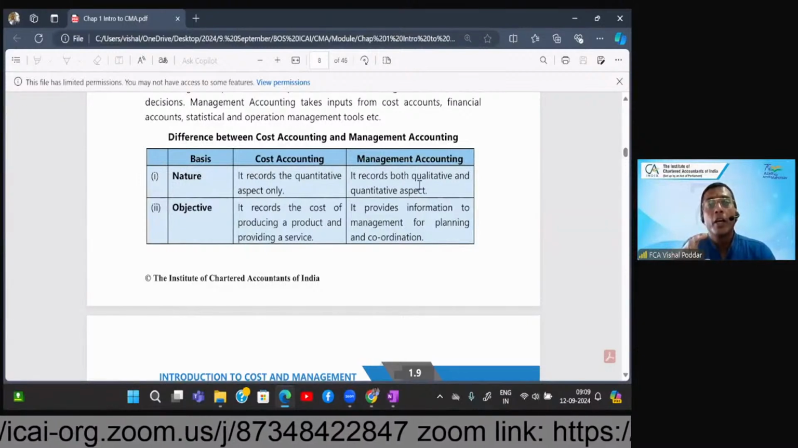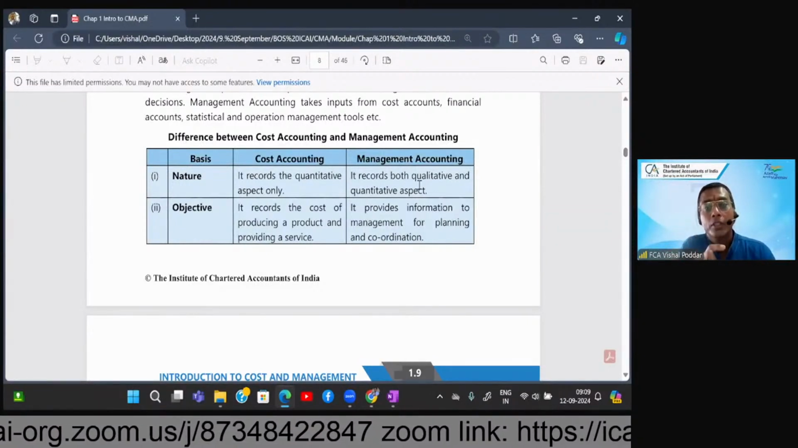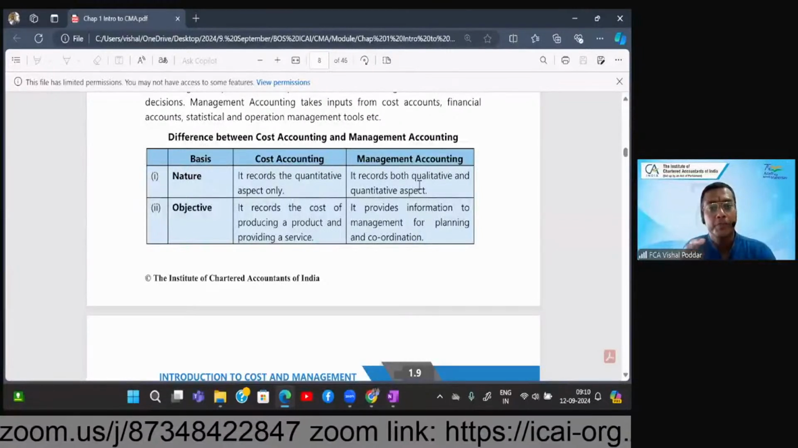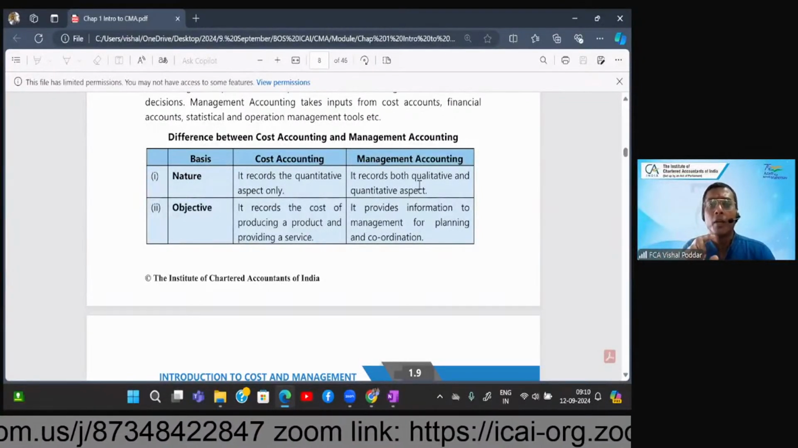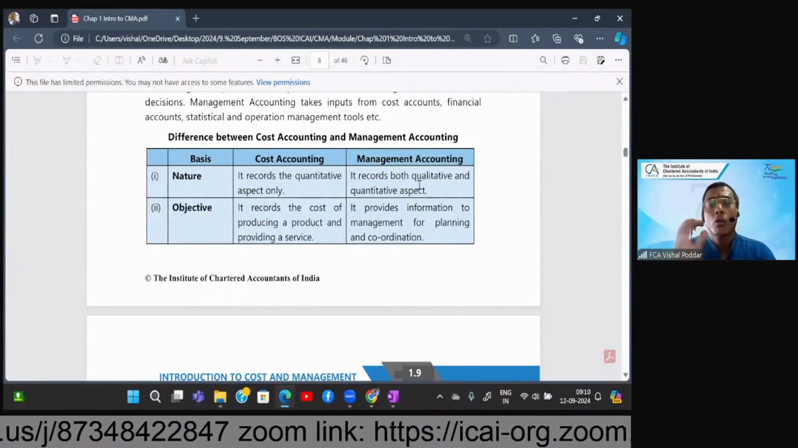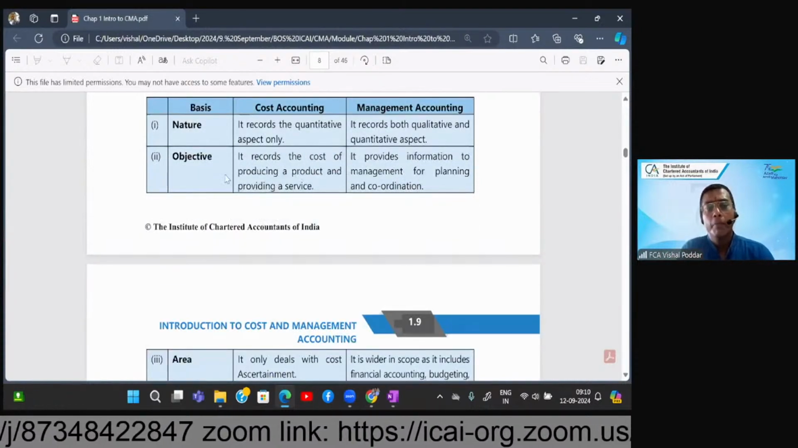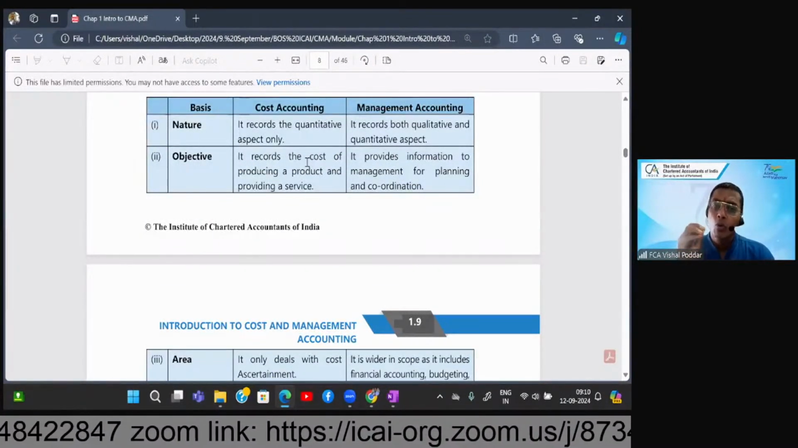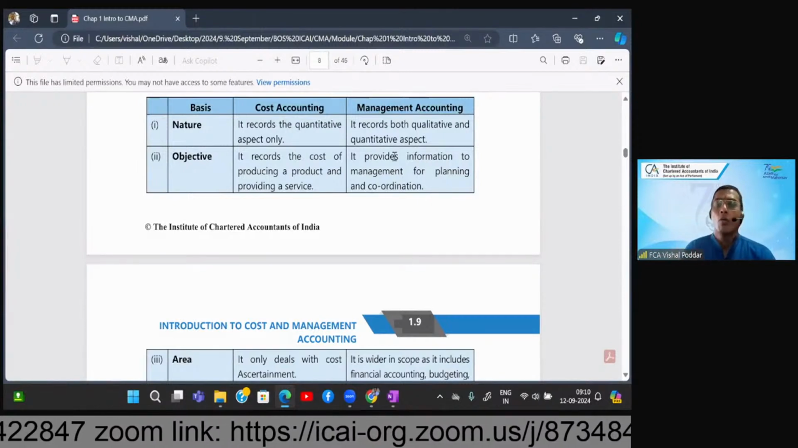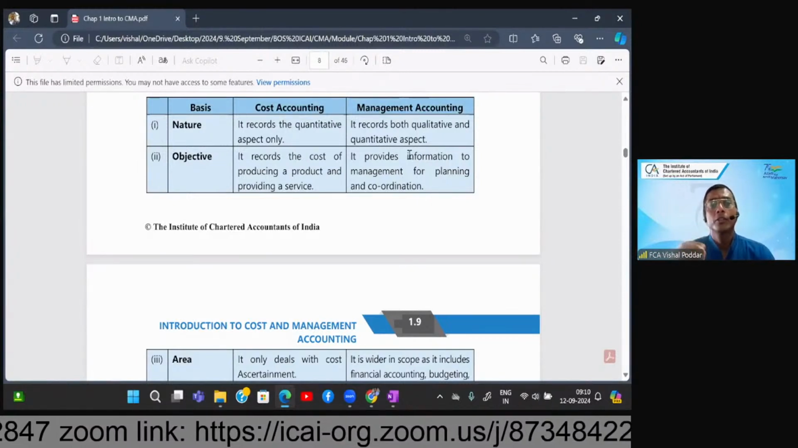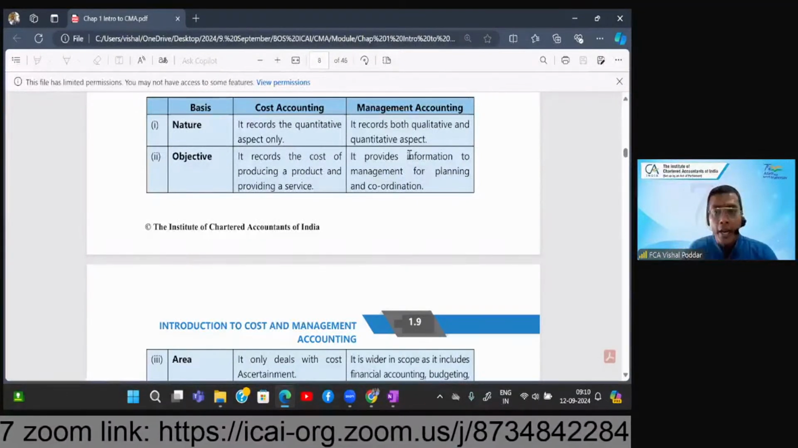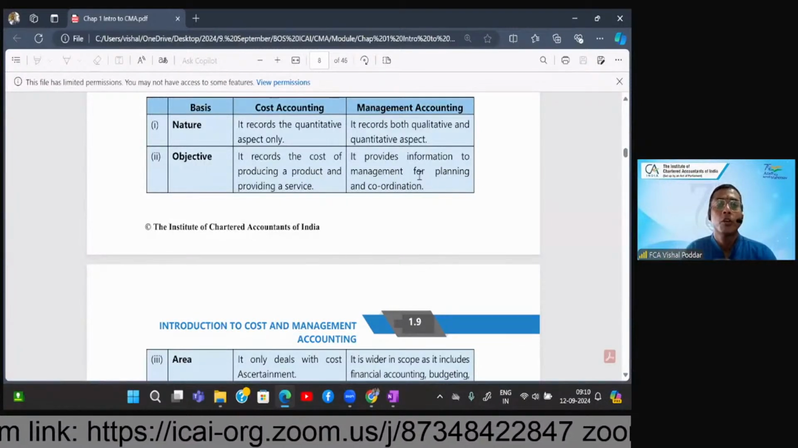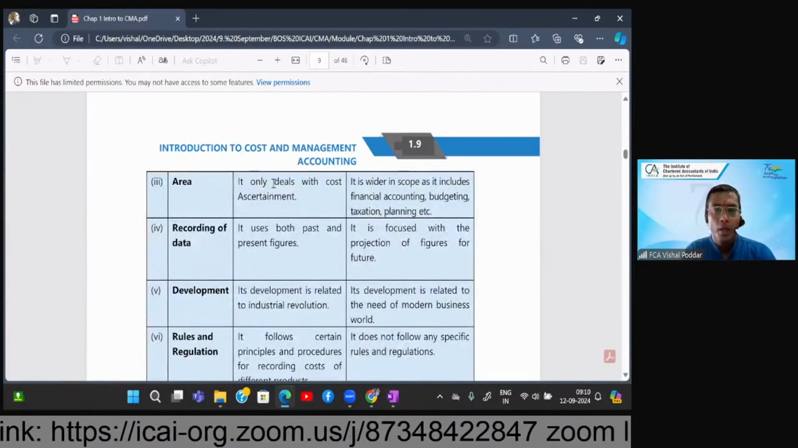This qualitative data is what you would have studied in your 11th standard economics. In law of demand and law of supply, you have many assumptions that this remains same, this does not change. So all those are qualitative data. Then what is the purpose or objective? The purpose of cost accounting is to know your cost and to record it. The purpose of management accounting is to find out the figures and report it to the management so that the management can perform their functions of planning, decision making, etc.